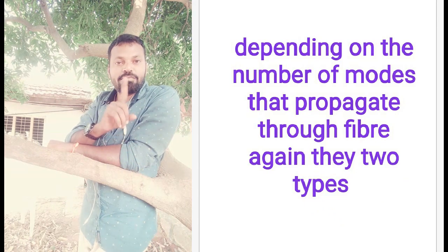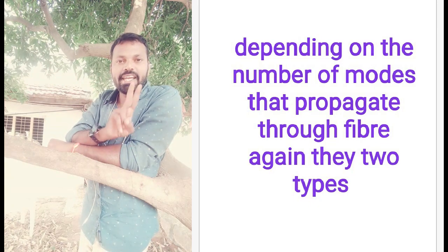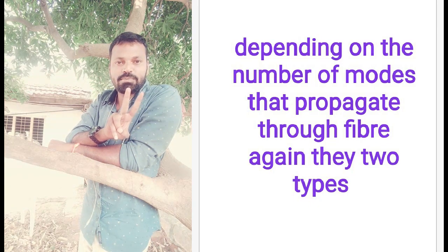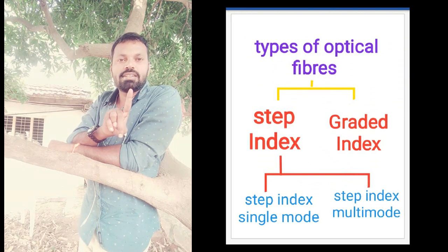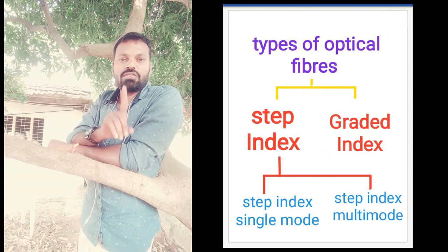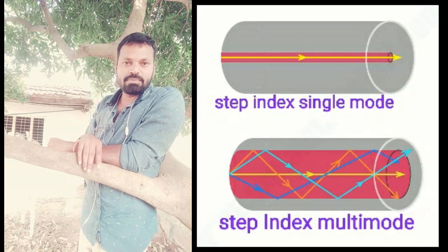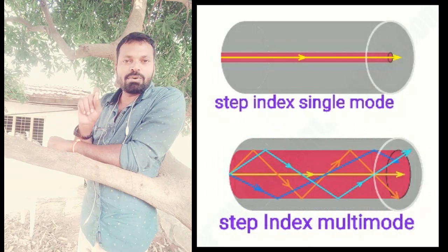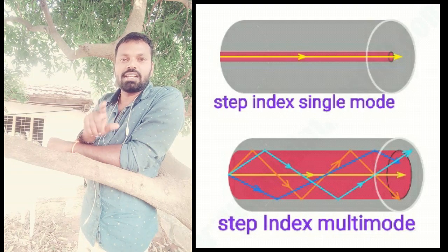Depending on the number of modes that can propagate through the step index fibers, again they are divided into two types: step index single mode optical fibers and step index multi-mode optical fibers. First one, step index single mode optical fibers. Step index single mode optical fiber allows only one mode to propagate through the channel at a time.